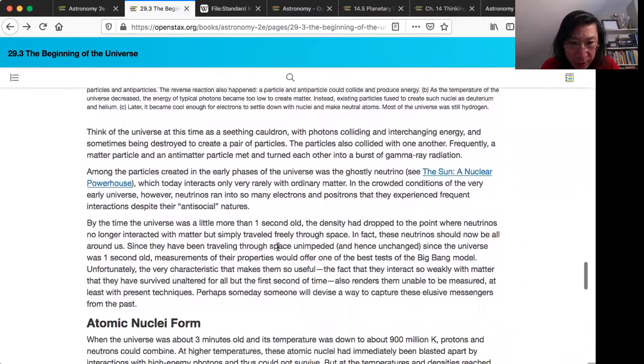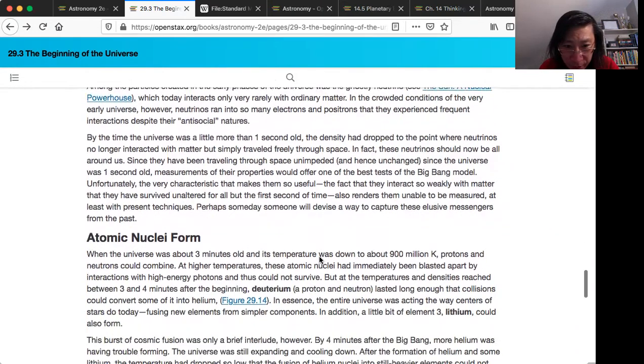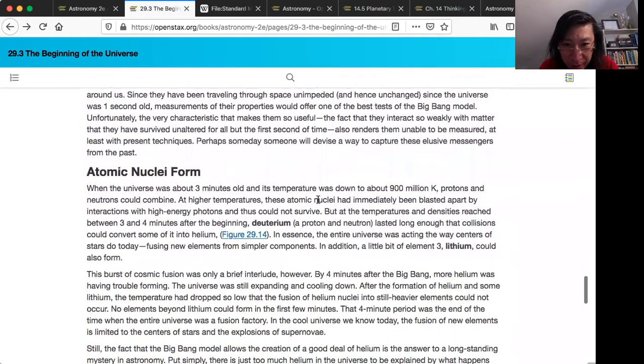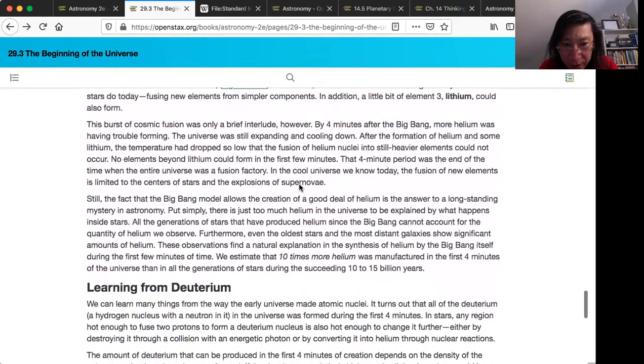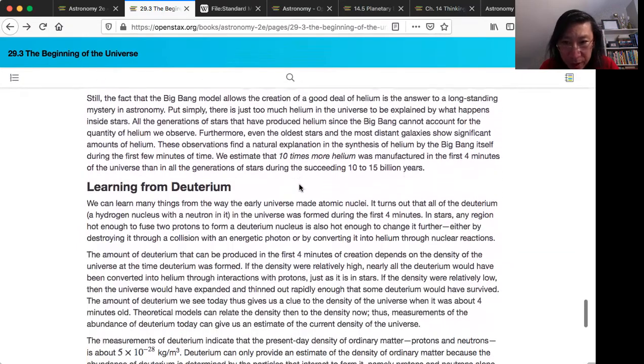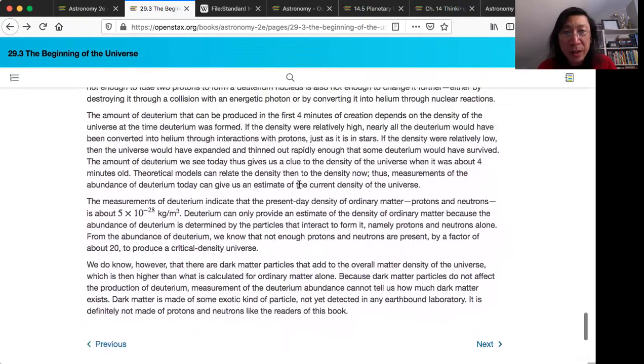We have all this material, okay? Now, you have these neutrinos flying around, so all this sort of stuff. And you see about the atomic nuclei down to about 1 billion Kelvin, protons and neutrons combined. Read this stuff, okay? Because this talks about how deuterium is useful in our astronomical studies of the universe.